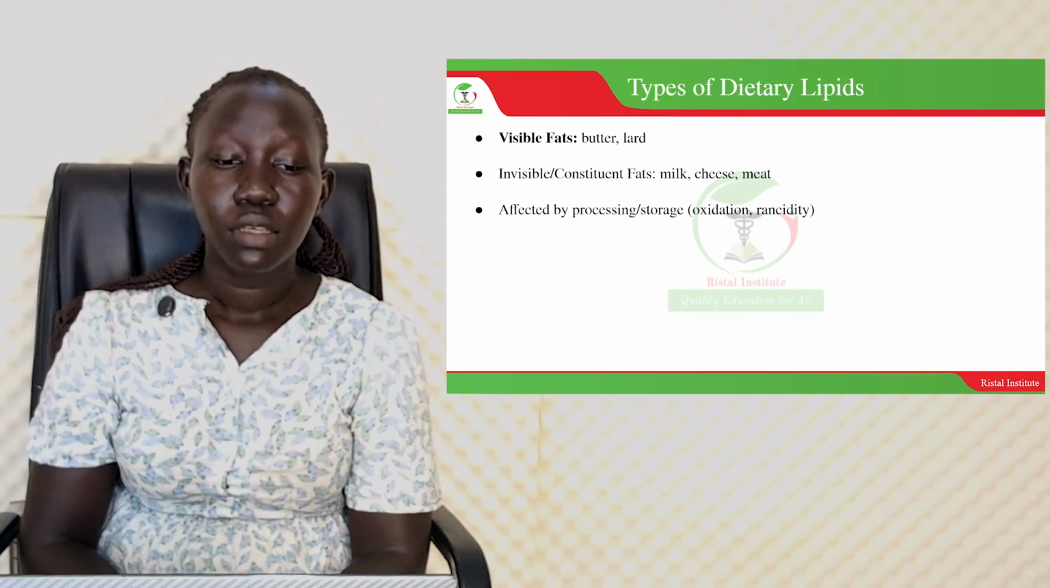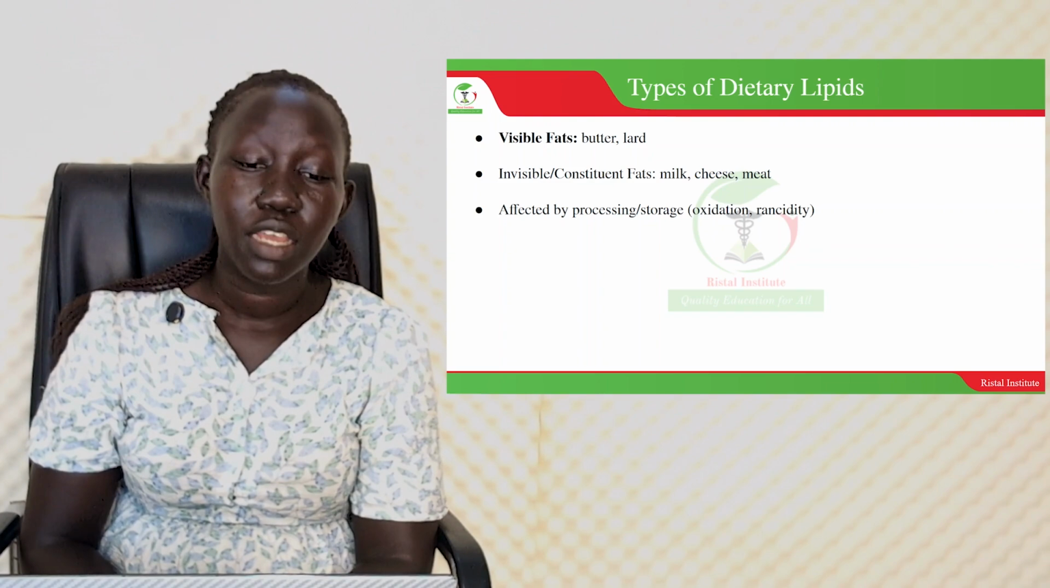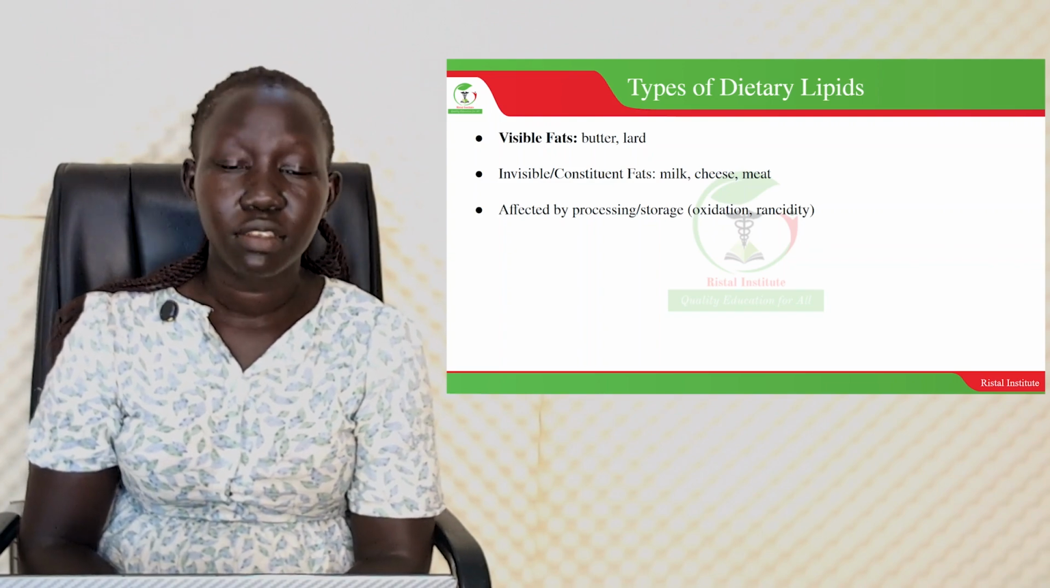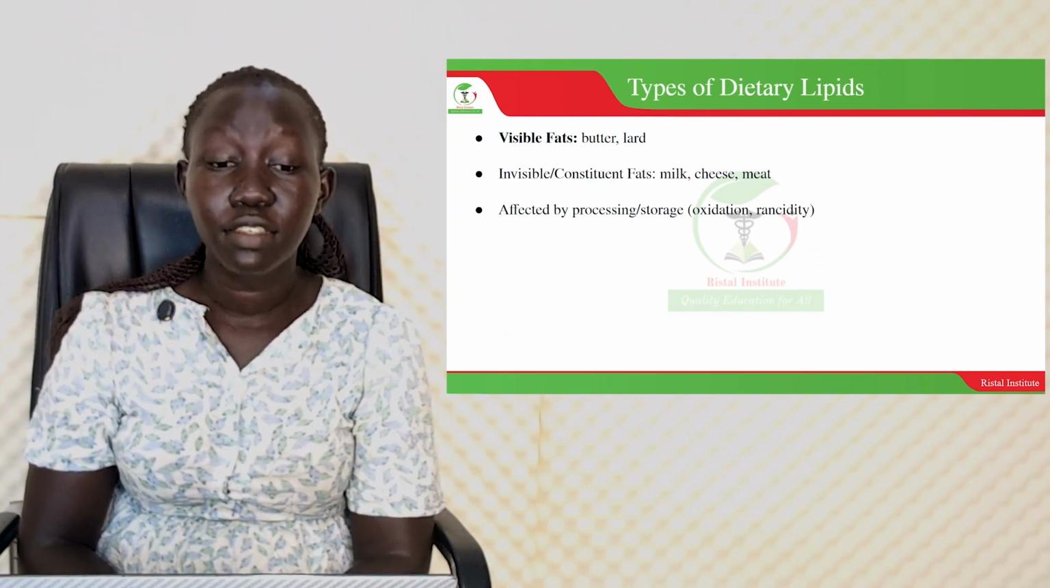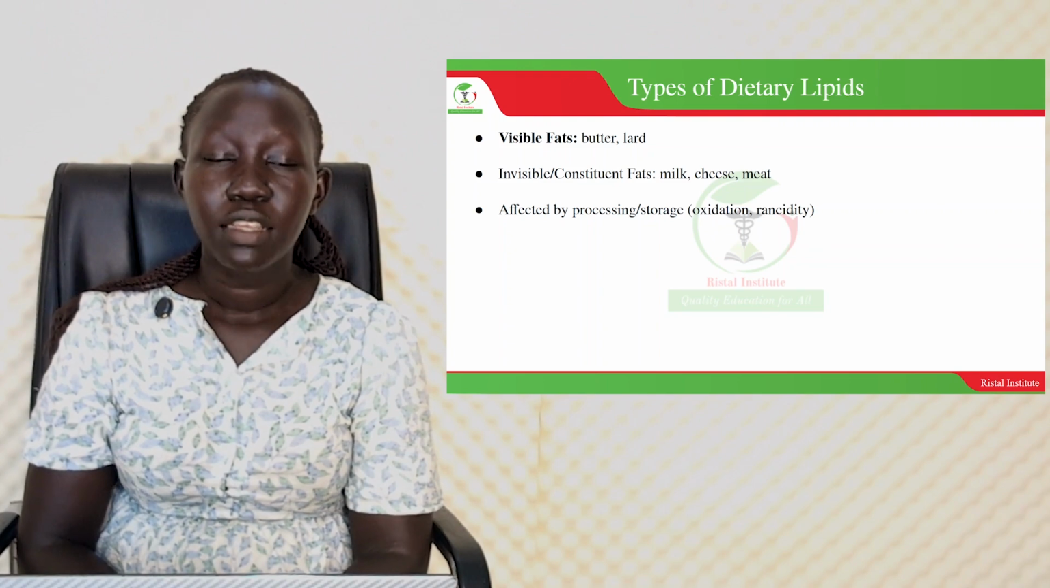Fatty acids can also be classified according to saturation, under which we have the saturated and the unsaturated fatty acids. Saturated fatty acids have no double bonds, but the unsaturated have one or more double bonds. And this property affects the physical properties of fats and their behavior upon cooking.